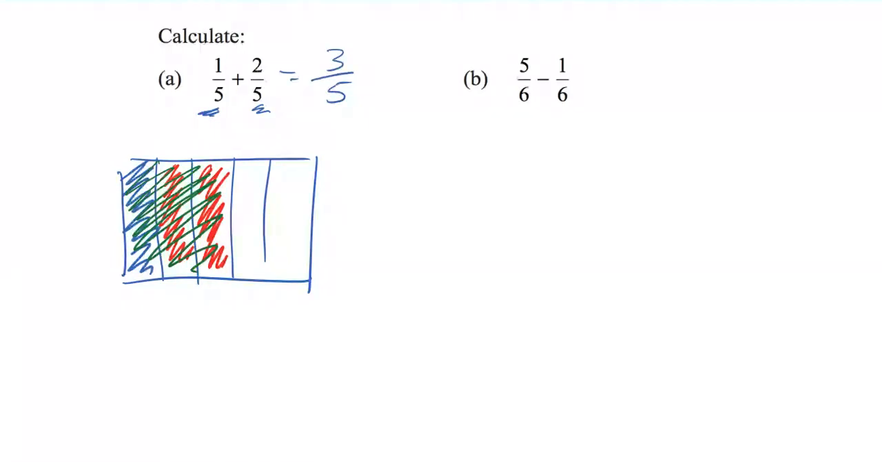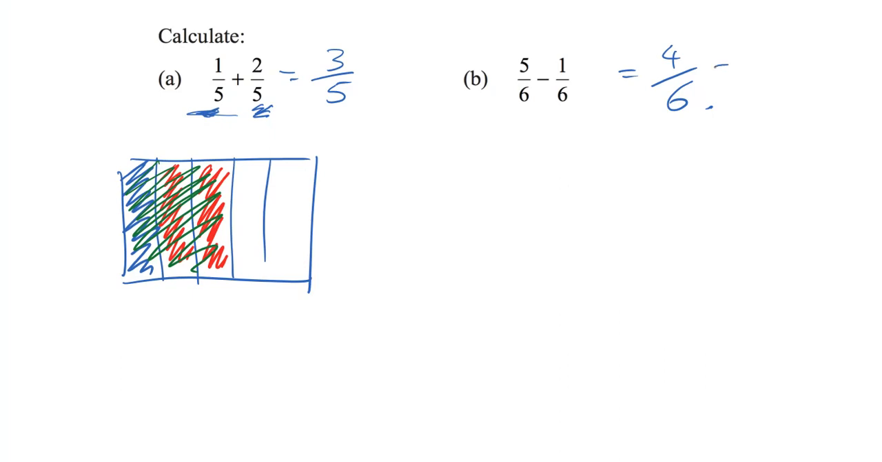So when we have this situation with the same denominator, then we can just add those numerators together. 1 plus 2 is 3, but the 5 is going to stay the same. And it's going to be exactly the same when we do some subtraction. So in part B, for example, we have 5/6 minus 1/6, which will be 4/6. We take that numerator away from that first numerator.